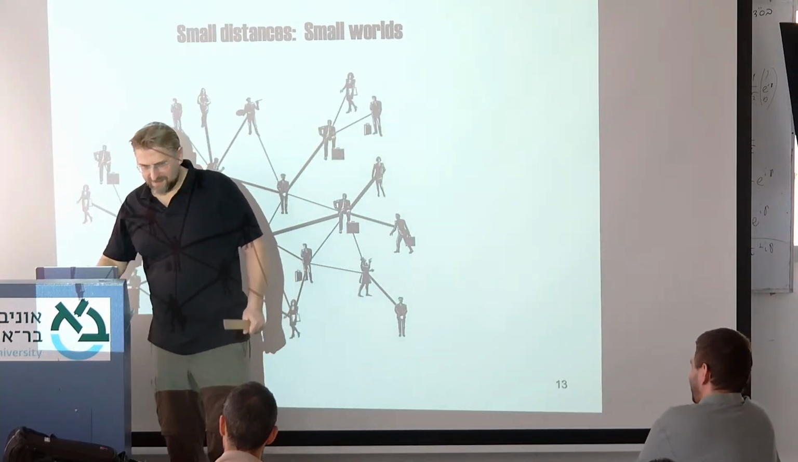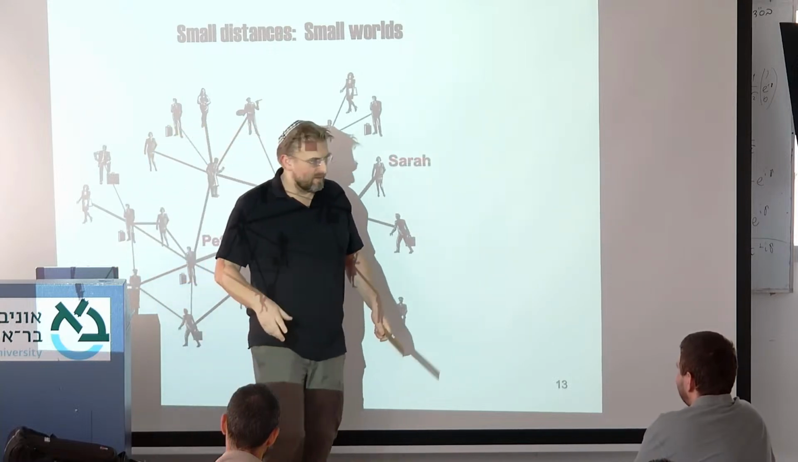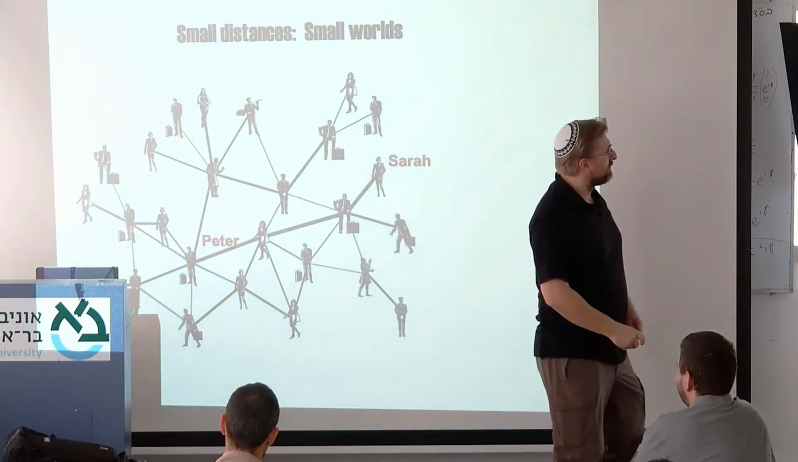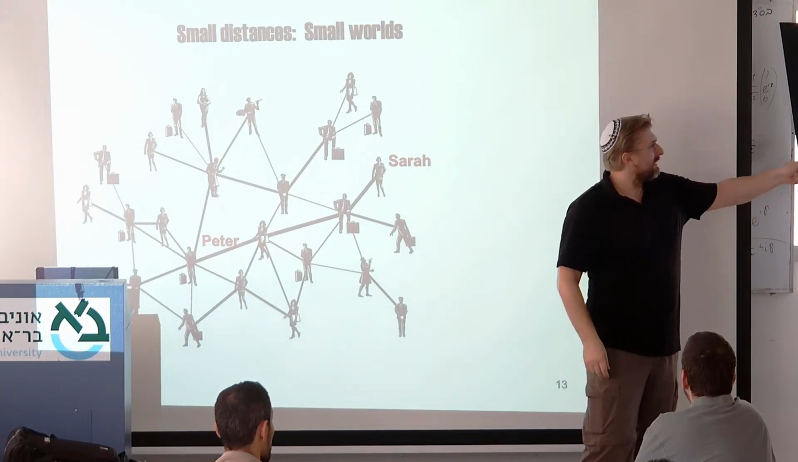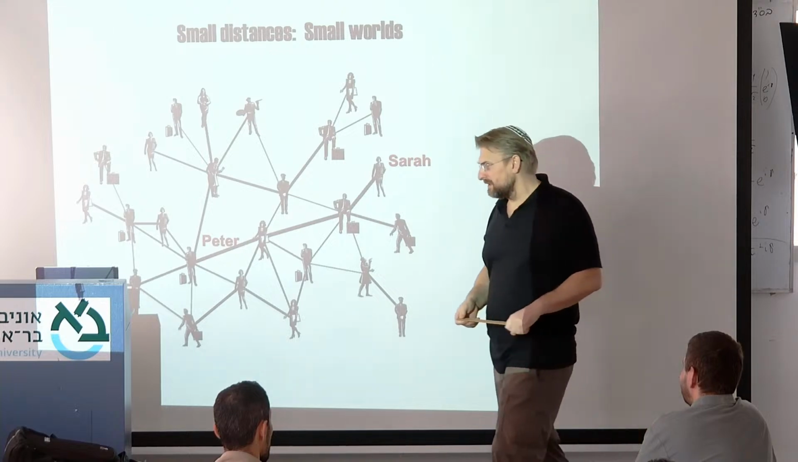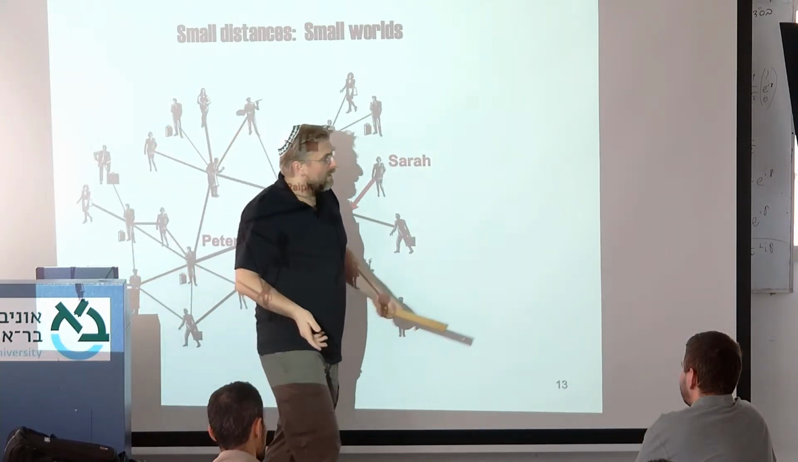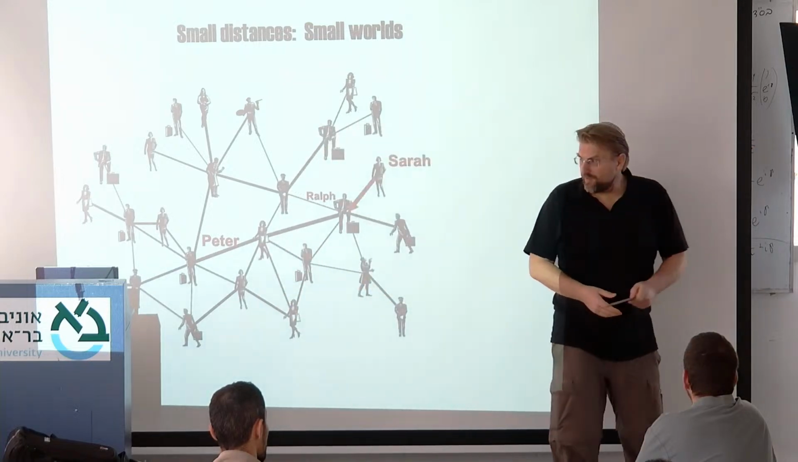But you see the point, right? You can easily get from one person to another. So let's take the example of Sarah, who wants to get a letter or a note to Peter, whom she doesn't know. And how would she do this? She could go with Ralph.